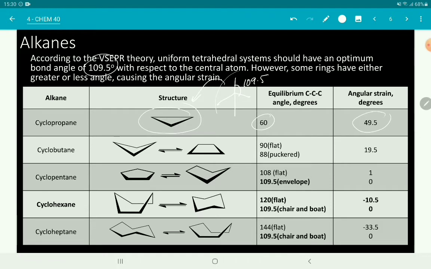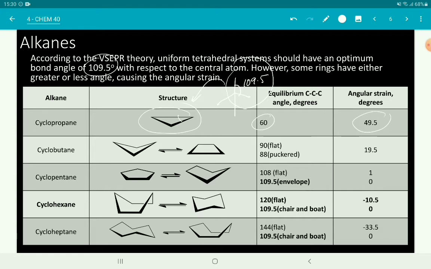Kasi syempre, walang strain kapag 109.5. Kapag may 60 degrees ka na lang, syempre, the difference is 49.5. So, that is what we call the angle strain. The strain caused by the deviation of your internal angles dun sa angles nung normal sp3 carbon. So, kapag may difference yun, may strain.